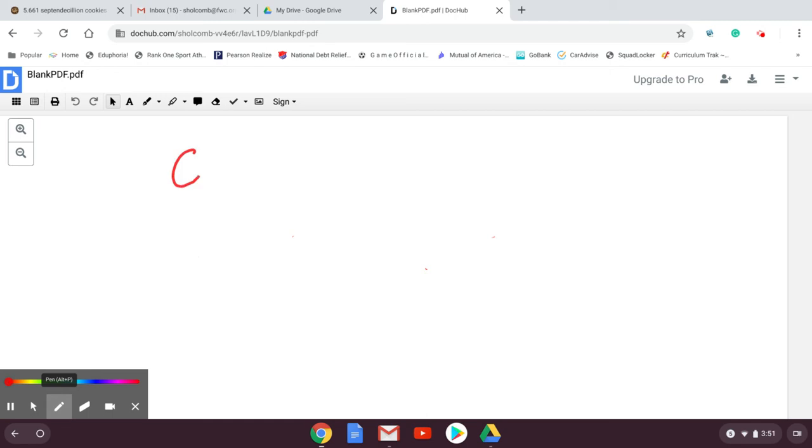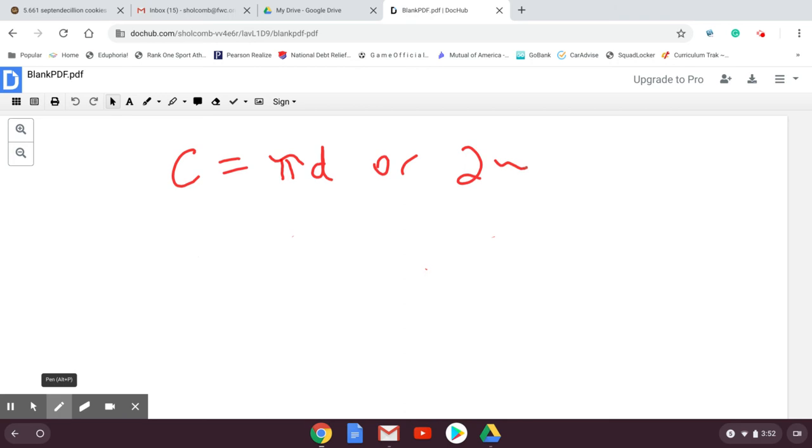All right, so you can also find the circumference. You'll need to know that the circumference of a circle, it's like the perimeter of a circle, is either pi d or 2 pi r. Okay, and it just depends on what you're given. If you're given a radius, use 2 pi r. If you're given a diameter, use pi d. It's the same thing because 2r is the same thing as your diameter d.